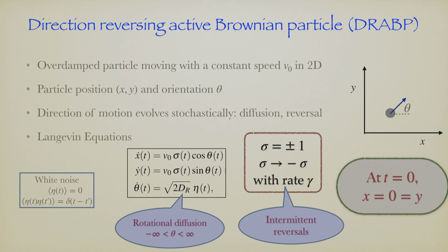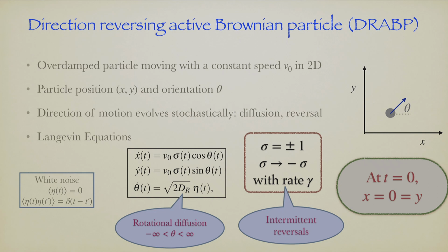But on top of that, to model the direction reversal, we introduce another variable sigma, which is a dichotomous variable that can take values plus or minus 1, and it can change sign with some rate gamma, giving rise to the direction reversal. So we have two different kinds of noise here. One is the usual Brownian motion of the orientation, and then there is the additional sigma variable, and there is a time scale associated with it, which is gamma inverse.